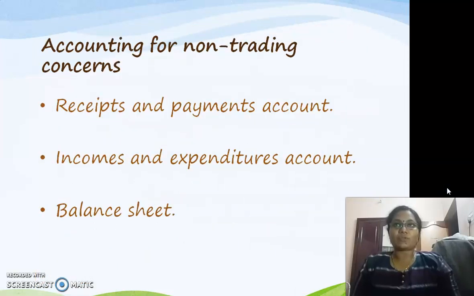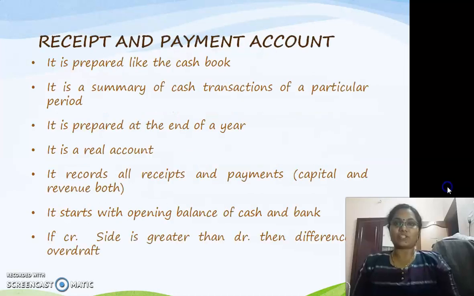Next, we are going to see about the accounting for non-trading concern. In non-trading concern, they follow three types of accounts. One is receipts and payment account. Next is income and expenditure account, and the final one is balance sheet.